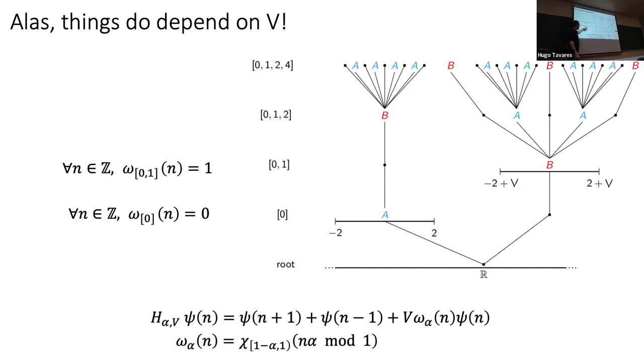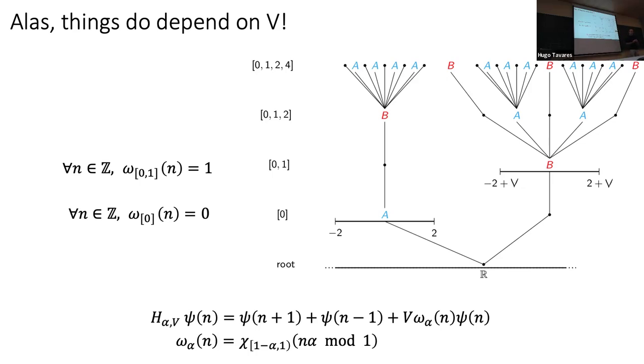At 0, the potential is always 0. Our operator is just the adjacency operator. It has one spectral band between minus 2 and 2. At the next level, 0, 1, the potential is constant 1. What does it mean that the potential is constant 1? You multiply by V, and what is the spectrum? Minus 2 to 2 plus V. So you have this spectrum. I will not do the analysis for the next one, but these are enough to show something.